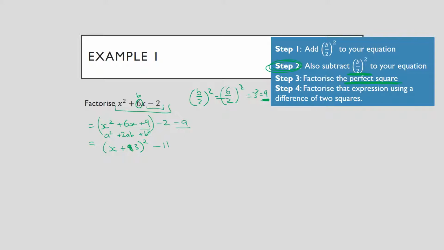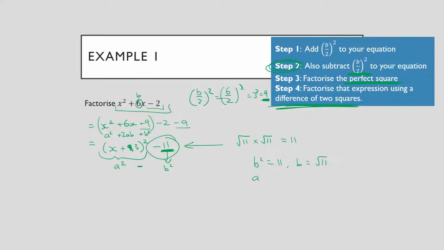Now the next step is to use the difference of two squares. But it's going to be different to how we've been using it up to now, because this number here isn't a perfect square. However, if you think of the situation where you have the square root of 11 times the square root of 11, that's going to give you 11. So if we consider this term here as our a squared term, then the 11 becomes our b squared term. If b squared equals 11, b is going to be the square root of 11.